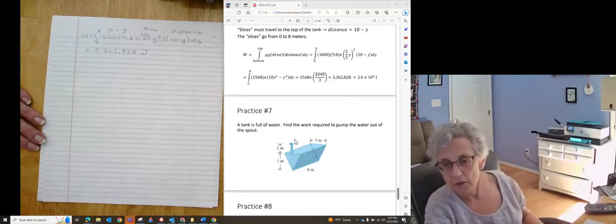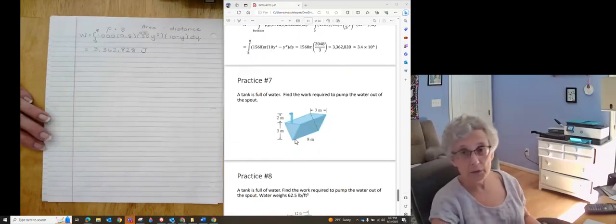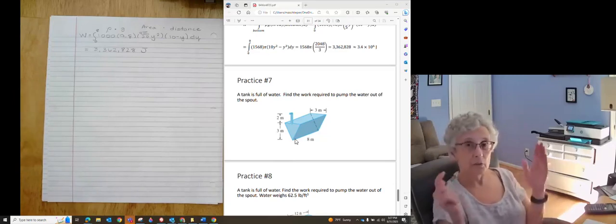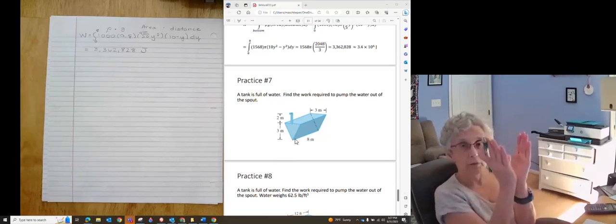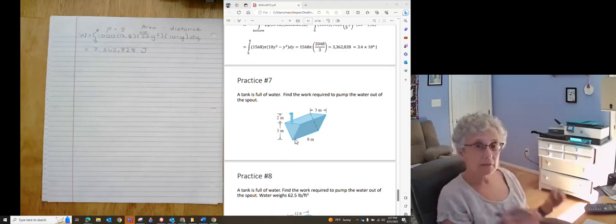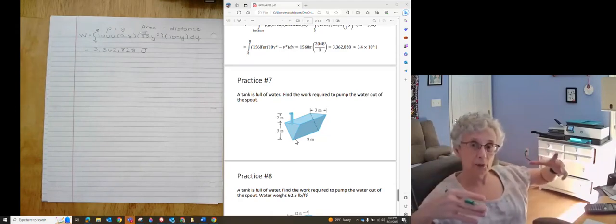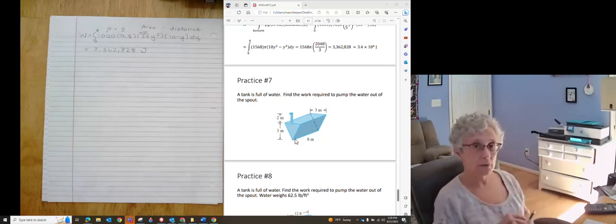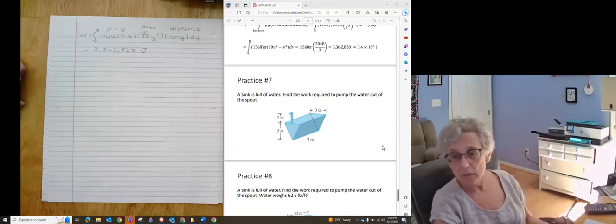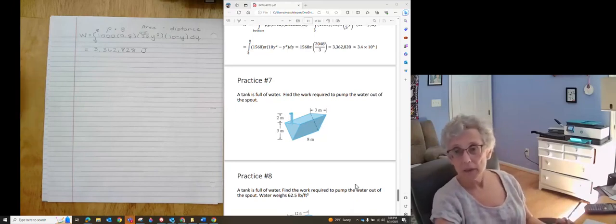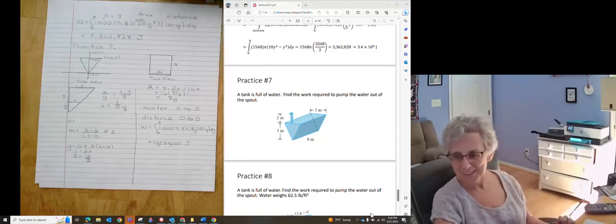Practice number 7. We've got another tank. Now, this one you're going to have a triangle from the side, but instead of a circle from your top view, you've got a rectangle for your top view. So it's going to be a little easier. So take a minute, work on this one. We'll meet back and I'll be sure I have it right.